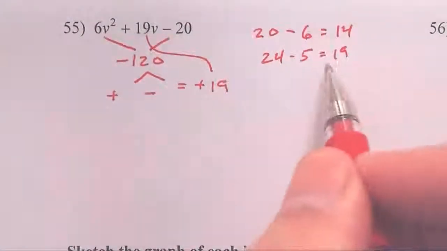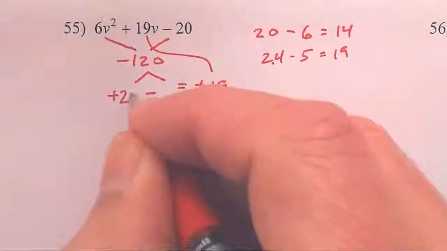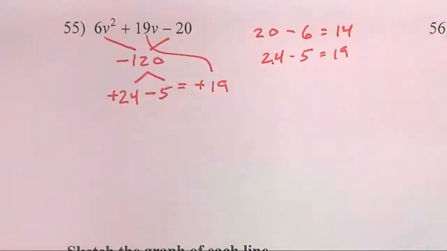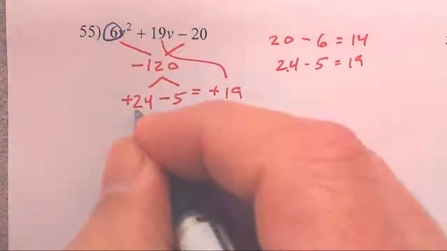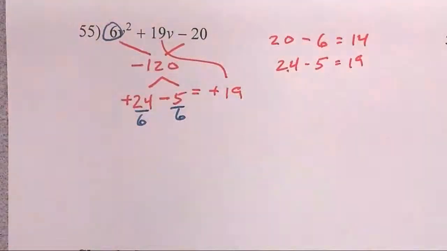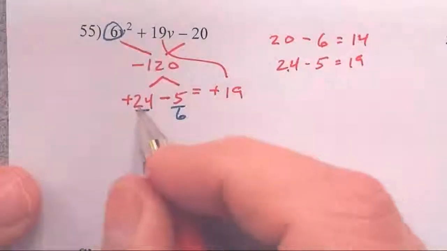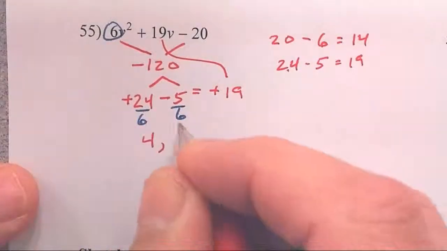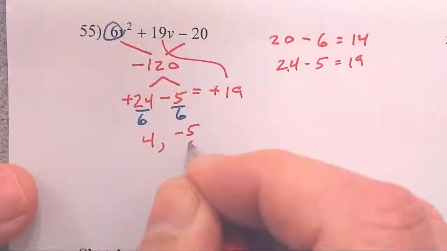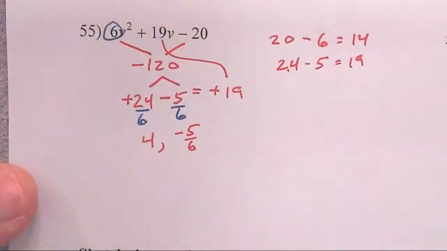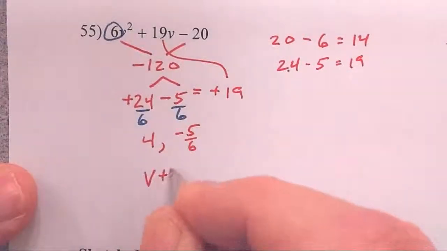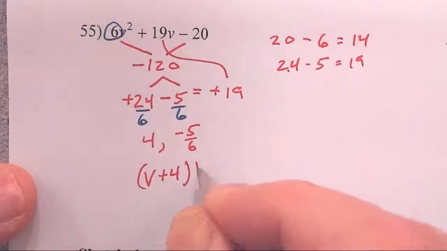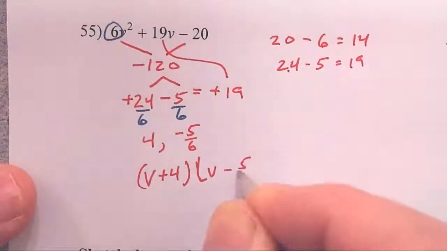So 24, excuse me, must be the positive. 5 must be the negative. Next step, I put those numbers on 6. And I have to reduce these for this to work. Well, 24 on 6 is plain old 4. Negative 5 on 6 does not reduce. So what I refer to as the prefactors would be v plus 4 and v minus 5 over 6.